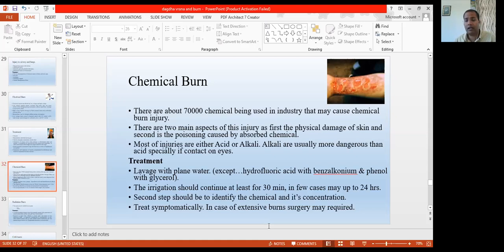Okay, but if the chemical has injured the skin, like burn wounds, then you have to treat it like any other burn wound, meaning surgical debridement and cleaning of the wound, and later on, if required, skin grafting. That means whatever wound management you have, all of it applies to chemical burns also. Okay, so this is the chemical burn.